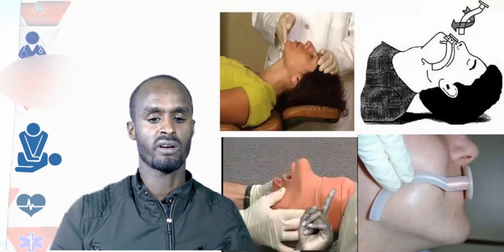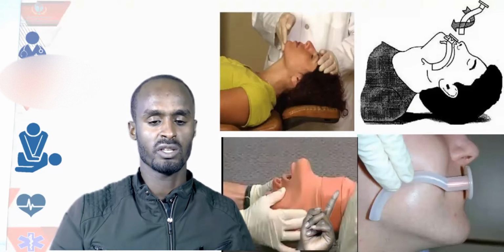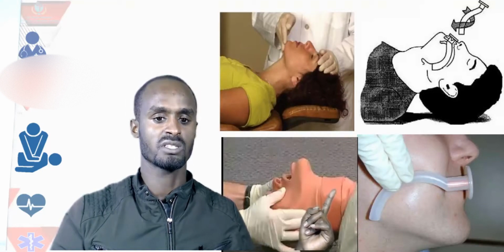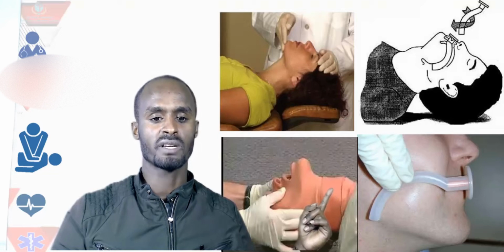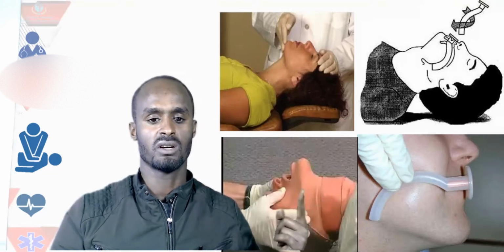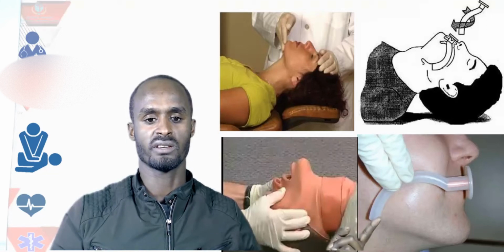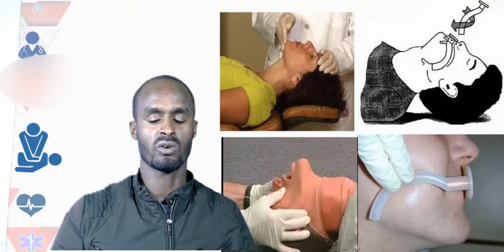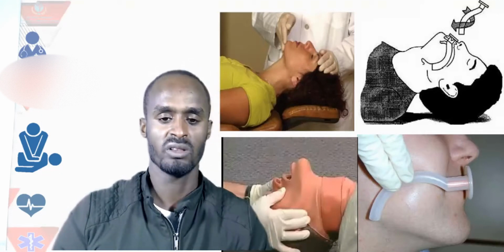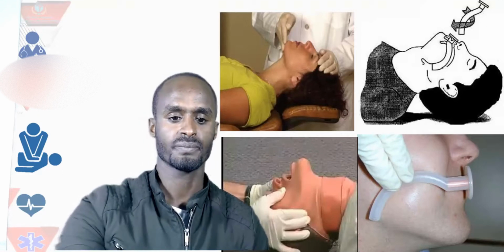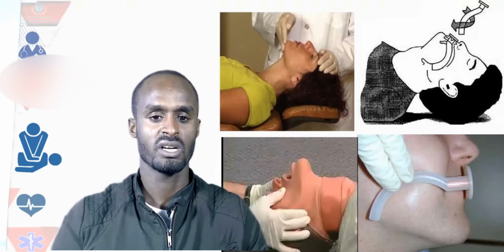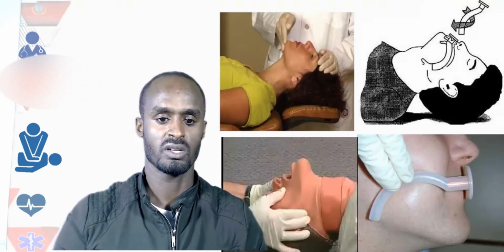This one is the modified jaw thrust maneuver. It protects the C-spine. It does not move the C-spine, so it prevents further injury to the C-spine. After applying jaw thrust, we use adjuncts like the oropharyngeal or nasopharyngeal airway, which we can apply to maintain the patency of the airway. And if there is any visible secretion, we can apply large bore suctioning.